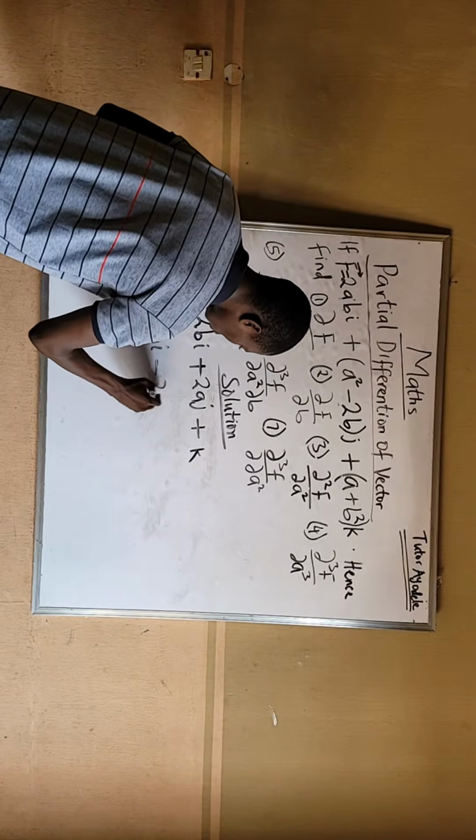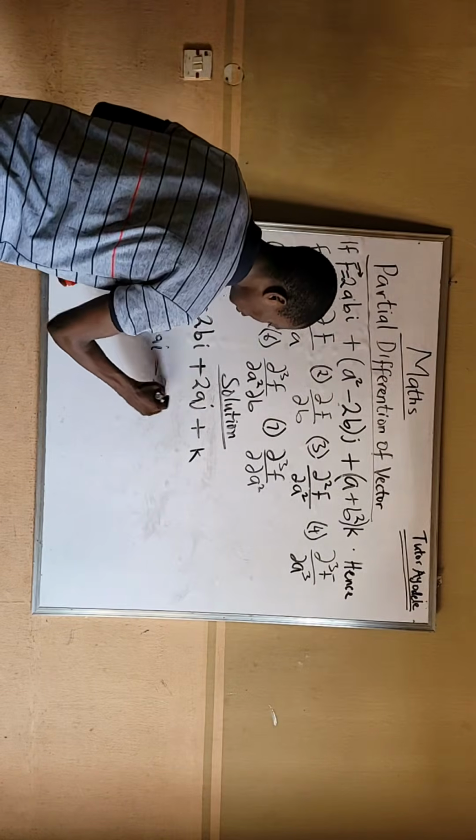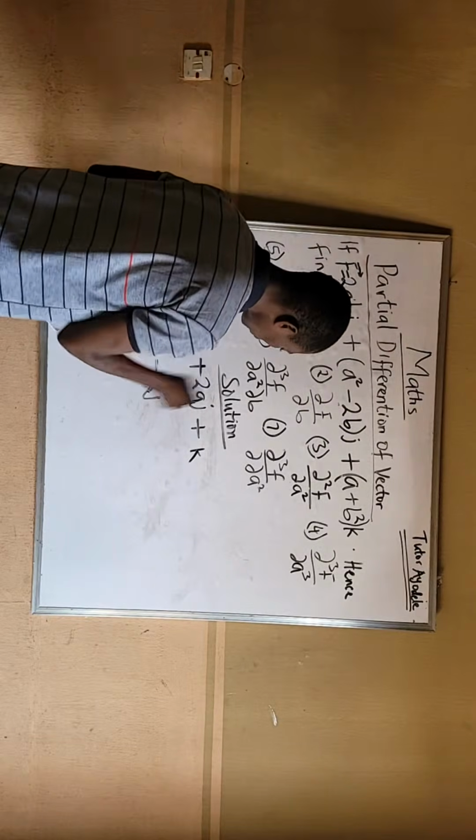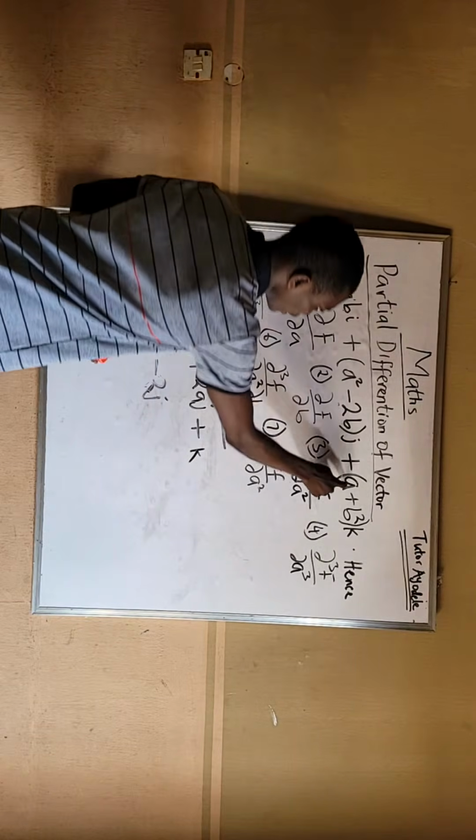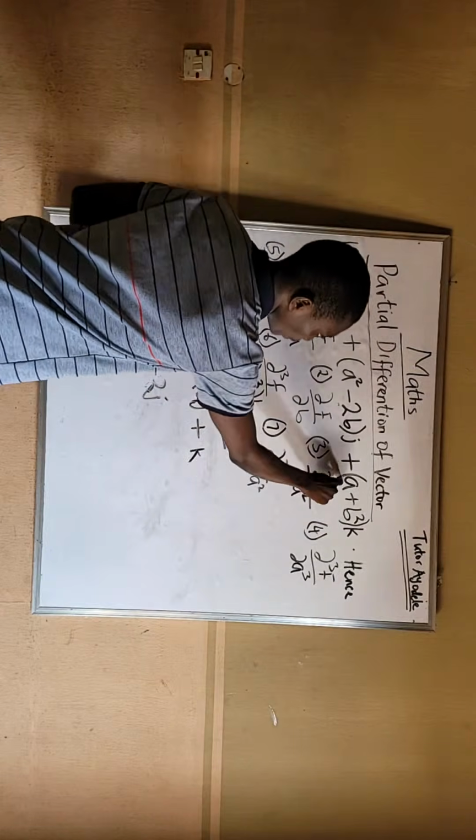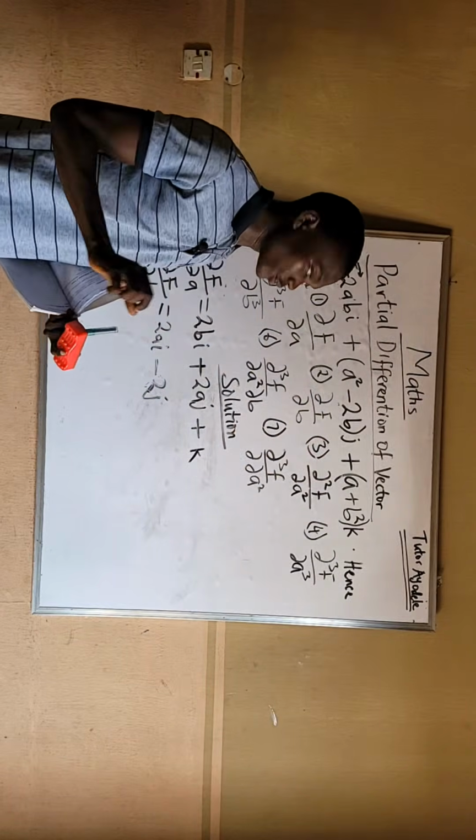So this will be minus 2 what? 2j. It will be minus 2j. Now, here now, there's no b here. So that will change to 0 on its own.